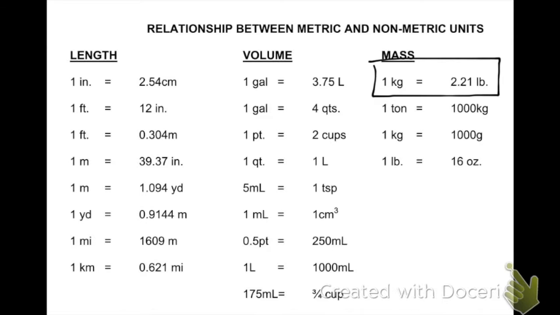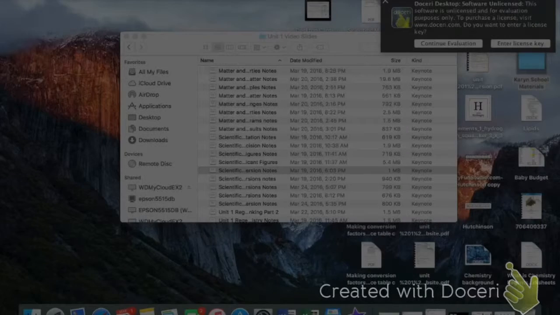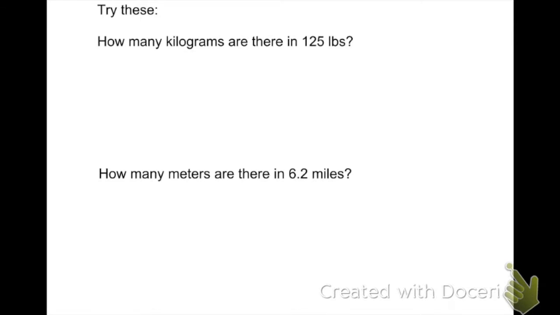So 1 kilogram is equal to 2.21 pounds. So we're going to rewrite that. Of course, I gave it to you. Again, all of these relationships are found in the worksheet section of your packet. So we state that over here: we've got 1 kilogram equals 2.21 pounds. So that's our conversion factor. So now let's just convert.